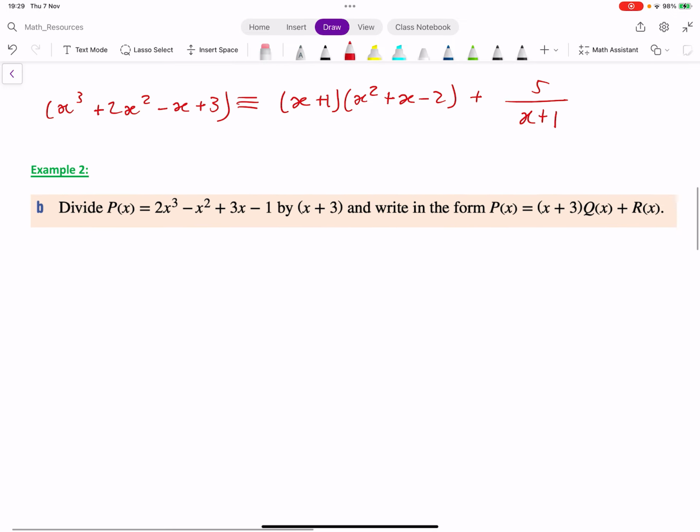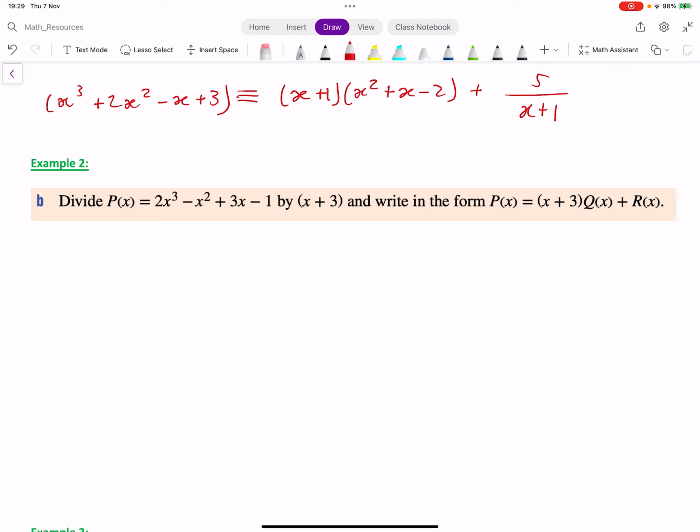I'm going to do one more example, and then that's going to be it for the video. Divide p of x equals 2x cubed minus x squared plus 3x minus 1 by x plus 3. Okay, same idea. We're going to set up our long division, just like we did in primary school. 2x cubed minus x squared plus 3x minus 1.